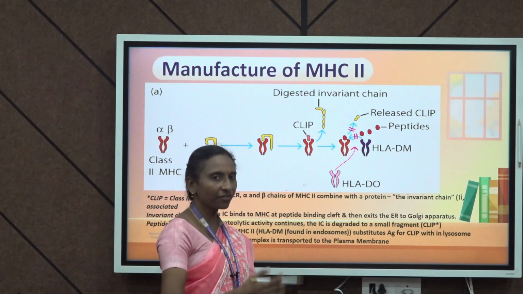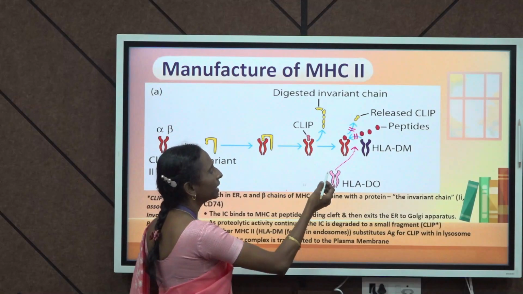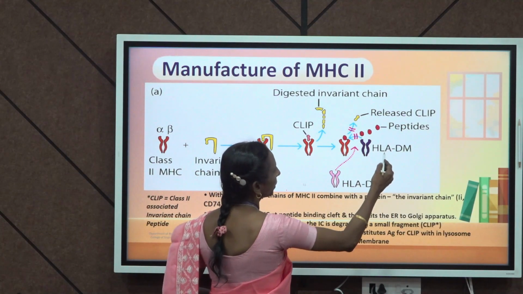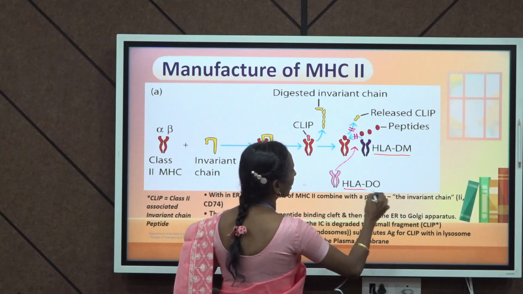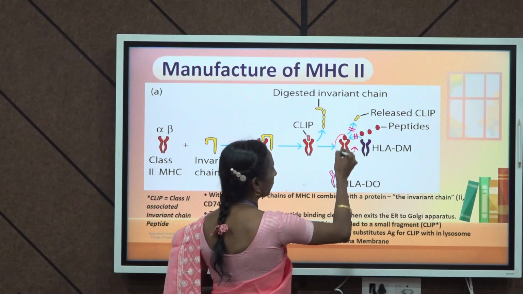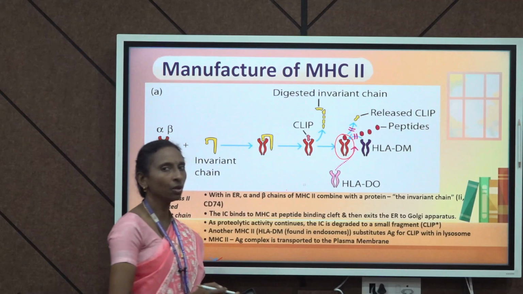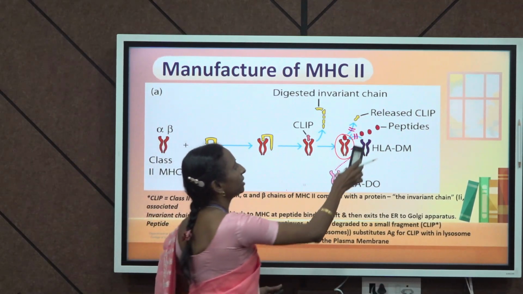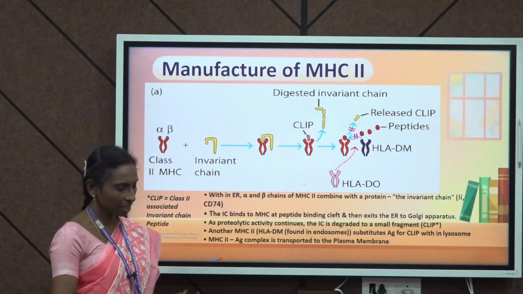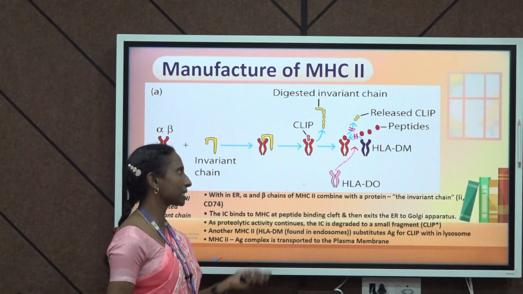and once you have the formation of this complex, if it comes in contact with a peptide, the peptide will come and replace the CLIP in presence of HLA-DM and HLA-DO, and because of this you have formation of the MHC class 2 peptide complex, which is then transferred onto the surface of the plasma membrane and thus presented to T helper cells.